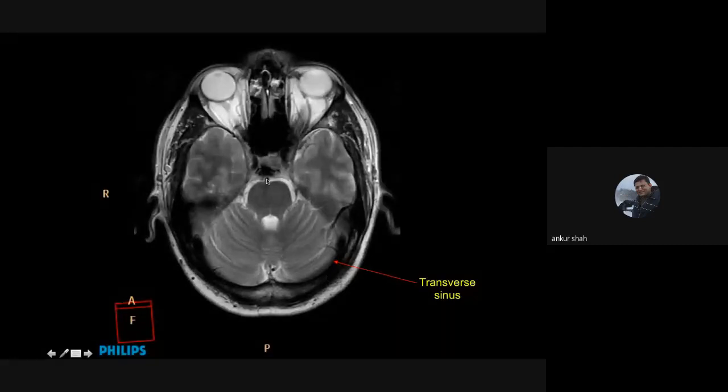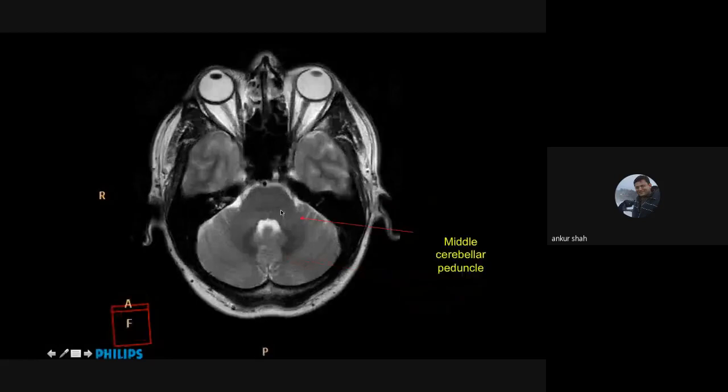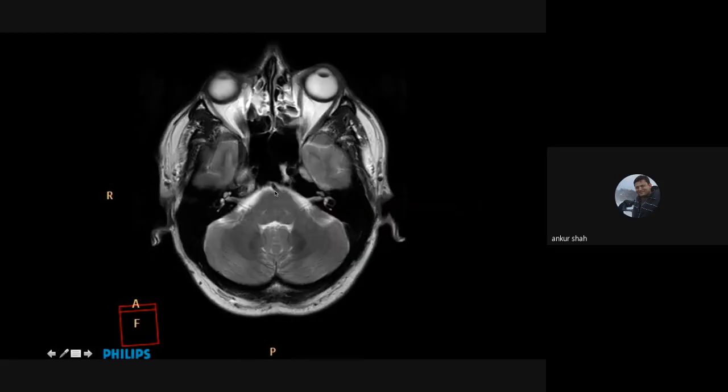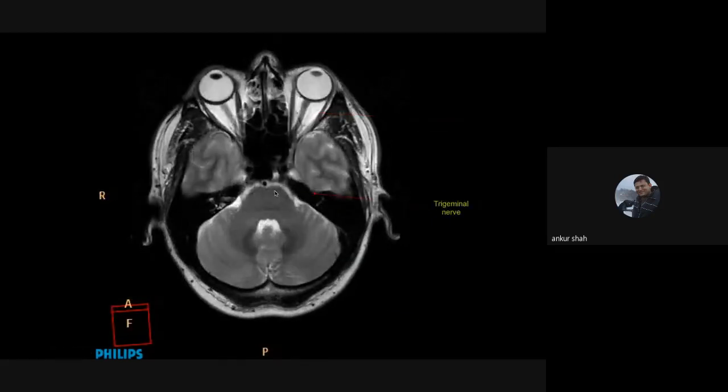Here is the basilar artery. So both the vertebral arteries are joining to form the basilar artery. We saw the vertebral arteries downwards. You can see here the vertebral arteries are joining and then they are forming the basilar artery, which is seen here.